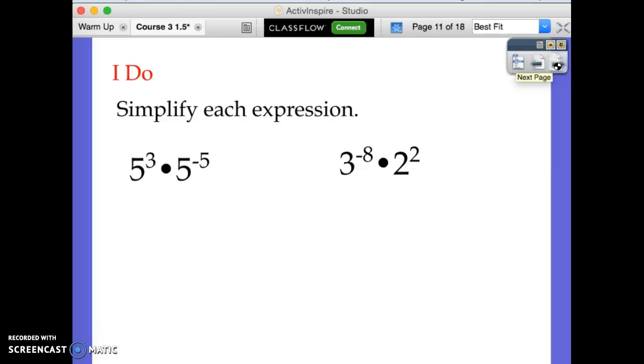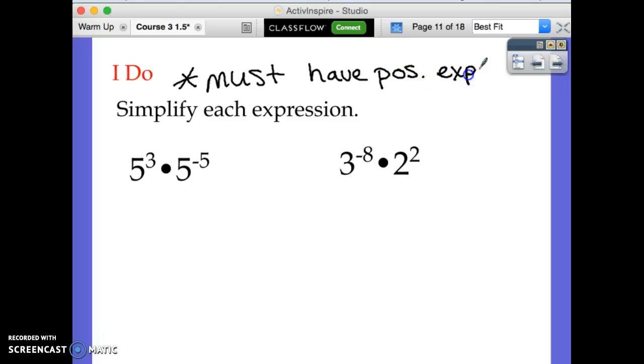Taking everything we've learned now. Now when I say simplify, that's a key to this. You must, from now on, unless the directions say otherwise, have a positive exponent answer to be accurate mathematically. All right, so let's look at this. So when we multiply like bases, we add exponents. 3 plus negative 5 is negative 2. Well, I have to have a positive exponent as my answer, so this becomes 1 over 5 squared.